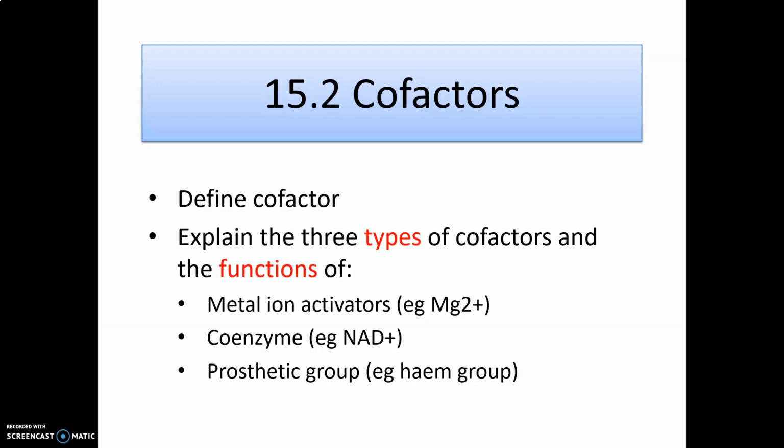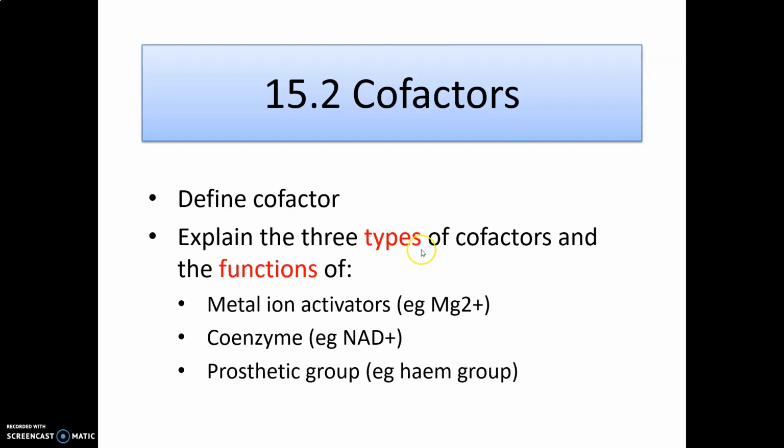Okay, so in the next part of our lecture, kita nak tengok apakah itu cofactors, and you should be able to explain the three types of cofactors and the function of metal ion activator. Contohnya this magnesium, coenzyme NAD+ dan juga this prosthetic group which is the heme group. Alright. So as the name suggests, which is cofactors, dia lah yang akan membantu.